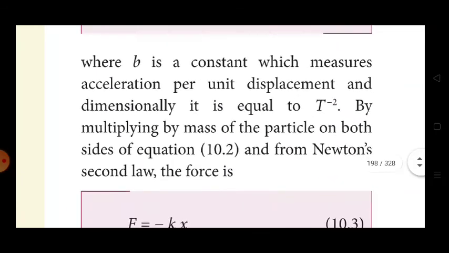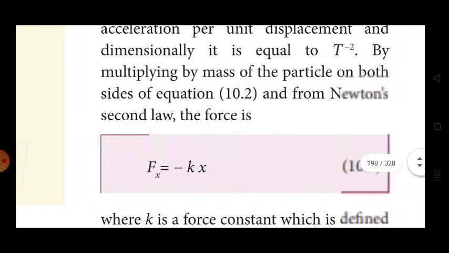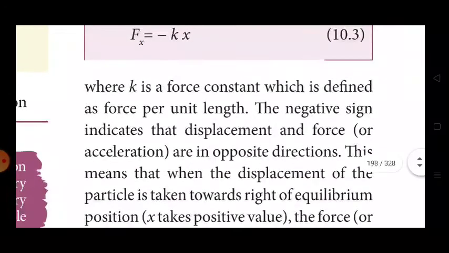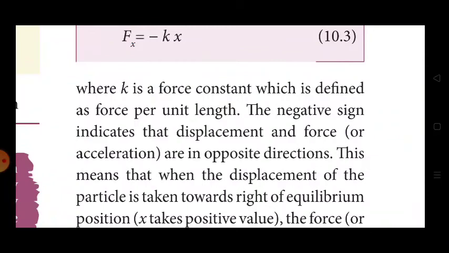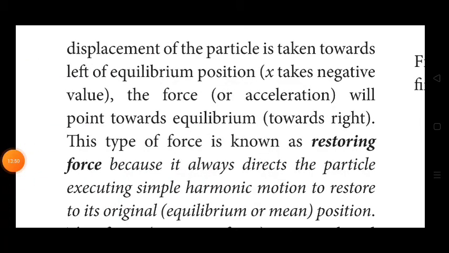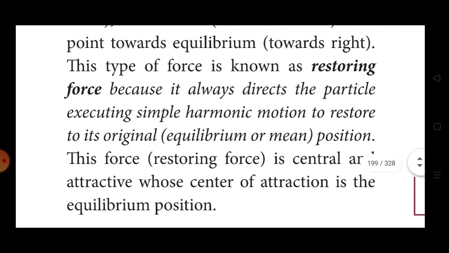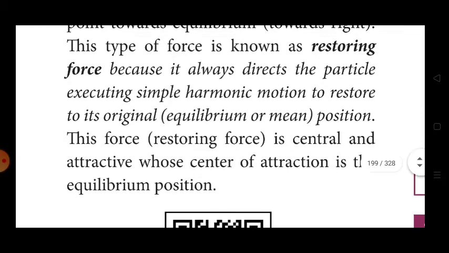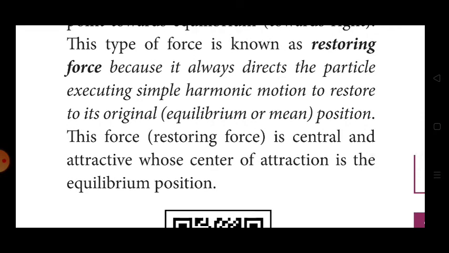By multiplying the mass of the particle on both sides, from Newton's second law, the force Fx is equal to minus kx, where k is a force constant which is defined as force per unit length. The negative sign indicates that the displacement and the force or acceleration are in opposite directions. This means that when the displacement of the particle is taken towards the right of the equilibrium position, the force will point towards equilibrium, towards the left. Similarly, when the displacement of the particle is towards the left of the equilibrium position, x takes a negative value, therefore the force or acceleration will point towards equilibrium, towards the right. This type of force is known as restoring force because it always directs the particle executing simple harmonic motion to restore its original equilibrium or mean position. This restoring force is central and attractive, whose center of attraction is the equilibrium position.